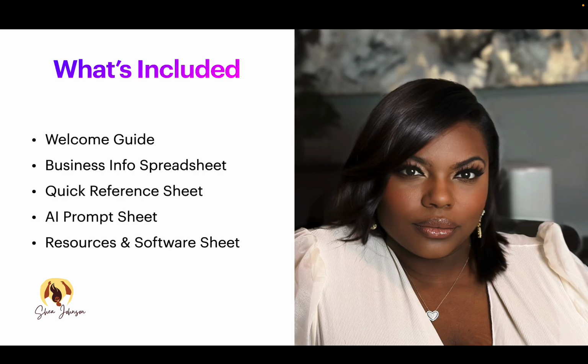First, let's go over what's included. You're going to have a welcome guide. You're going to have the actual spreadsheet itself, a quick reference sheet, which will mimic the spreadsheet, but it's much smoother. You'll have an AI prompt sheet. This includes prompts you can use to help you complete the spreadsheet. And the last document containing resources and software that will help you run things a lot more smoothly when it comes to managing this type of information in this spreadsheet. So I'll show you very briefly how to use each one of the documents and go over the spreadsheet with you.